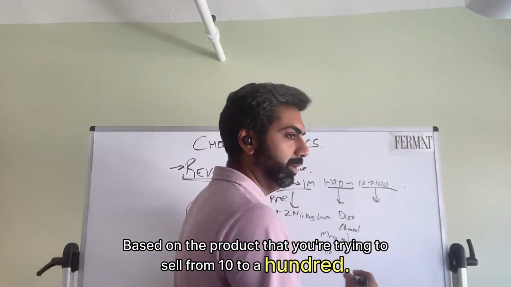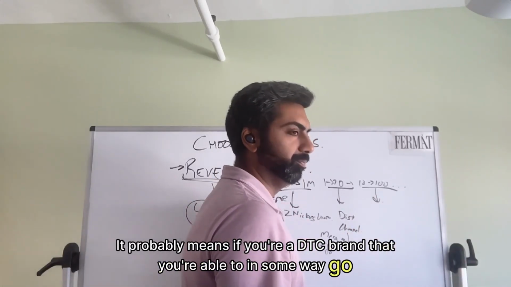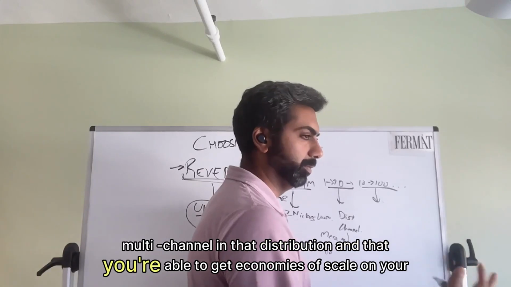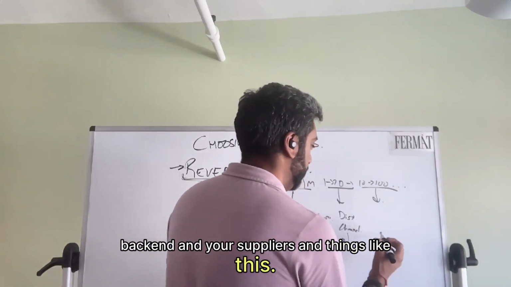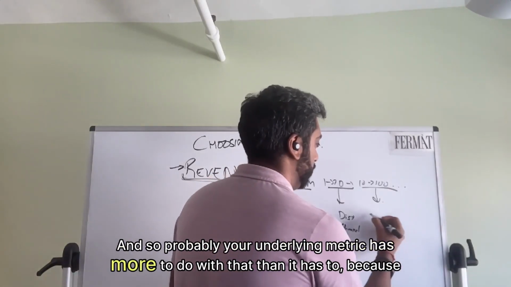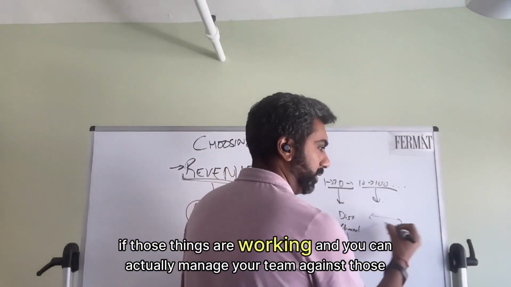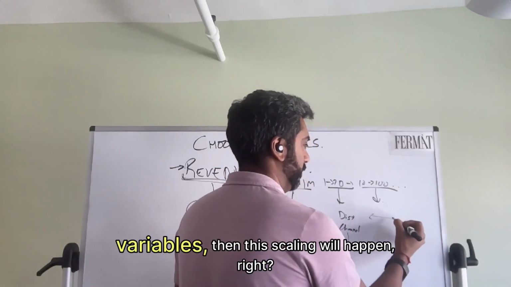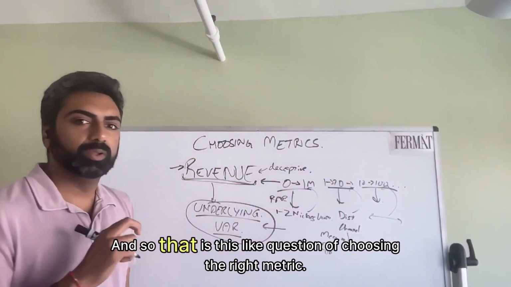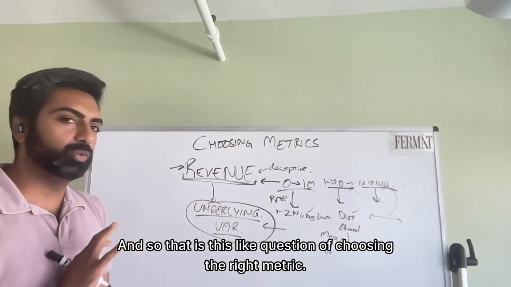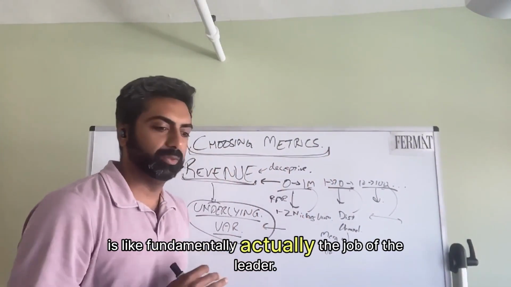From 10 to 100, it probably means if you're a D2C brand that you're able to in some way go multi-channel in that distribution and that you're able to get economies of scale on your back end and your suppliers and things like this. And so probably your underlying metric has more to do with that, because if those things are working and you can actually manage your team against those variables, then this scaling will happen, right?